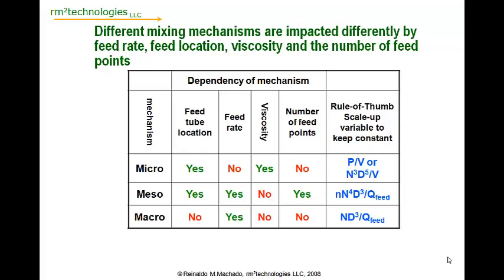Macromixing, if that is the controlling step of your process, is really only a function of the feed rate. The rule of thumb is to take the overall pumping rate of the impeller, ND cubed, and divide that by the overall feed rate. That should be a constant upon scale-up.